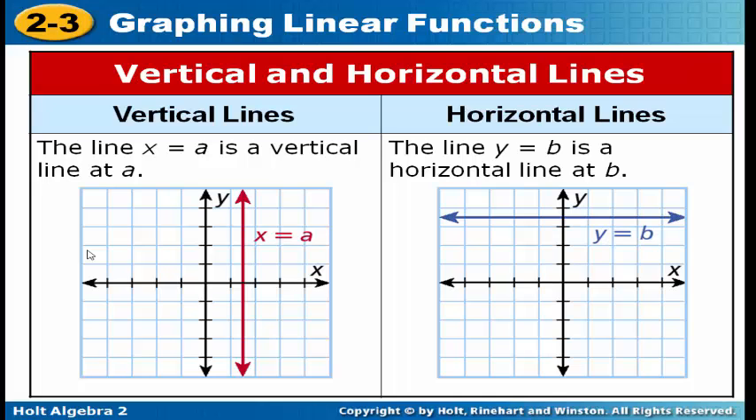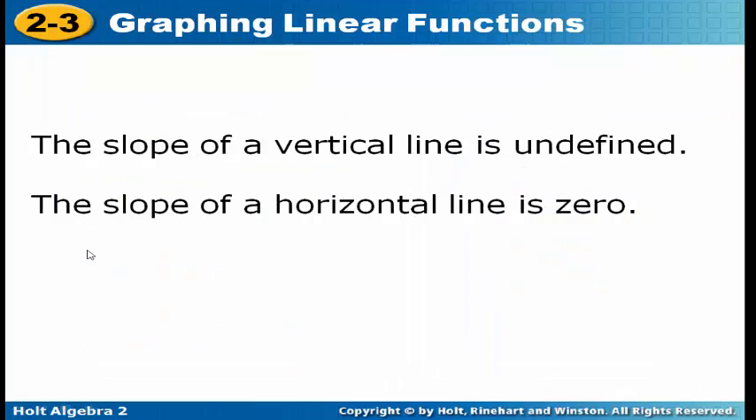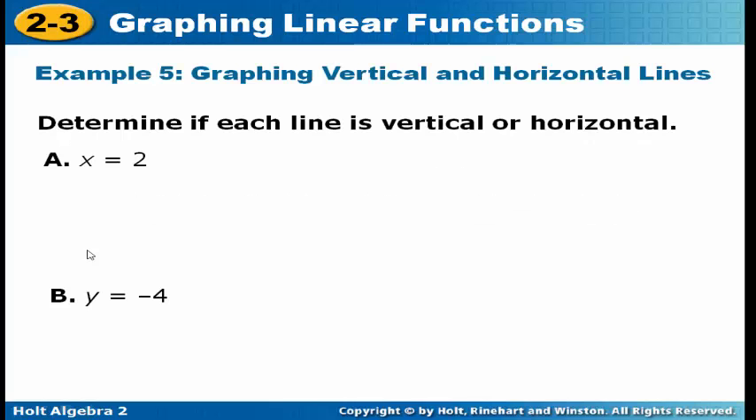So if we have x equals any number, it's a vertical line. Y equals any number, it's a horizontal line. Slope of a vertical line: all vertical lines have an undefined slope. And all horizontal lines have a slope of 0.